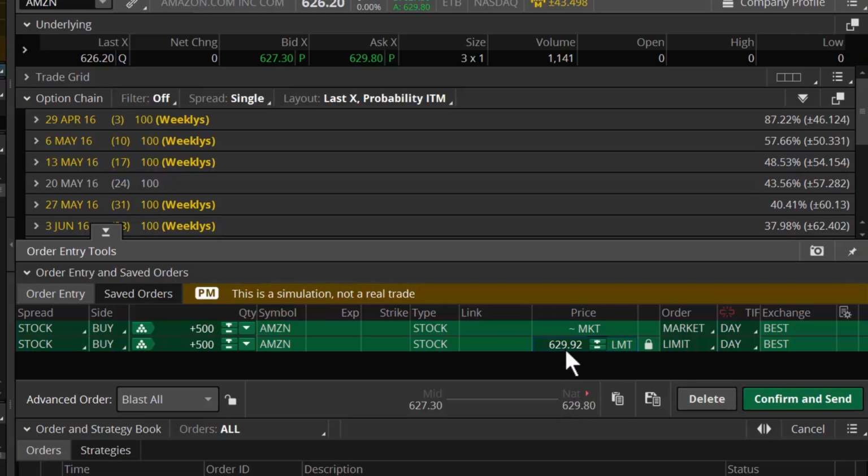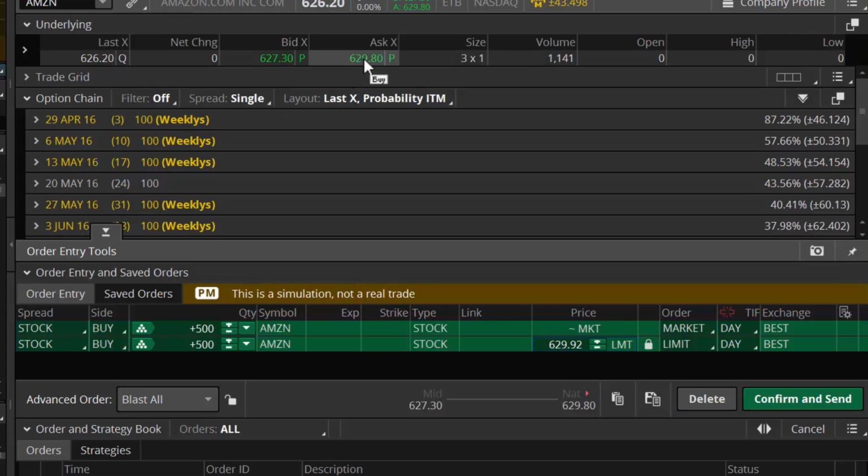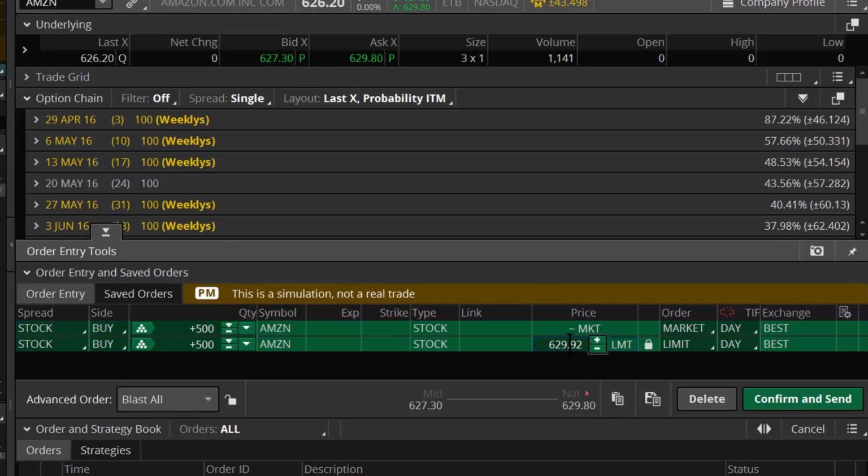I'll bump it up a few points, but I don't want to pay extreme prices, because this at least limits me. Even though the current price is at 627 here, and the ask is 629, I might be willing to pay, let's say, 630, 631, so I could set a limit order at 630, 631. That way, if I set it as a market order, I may get filled at 635, 637, so the stock price can run up on me. For me personally, I still prefer to use limit orders.